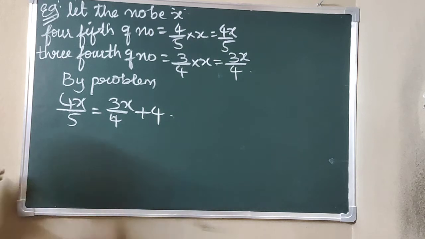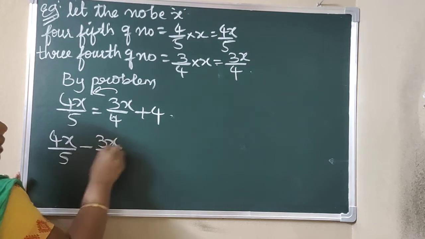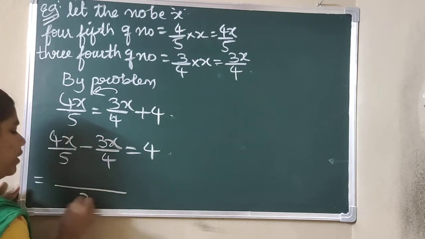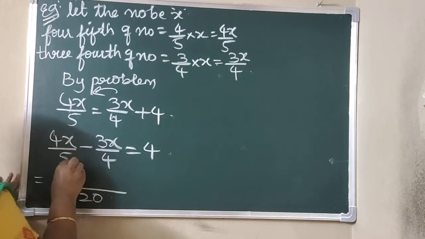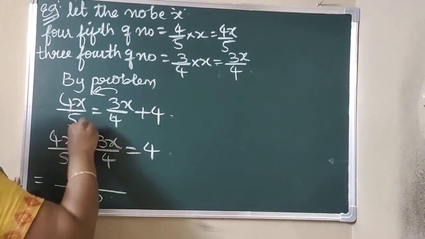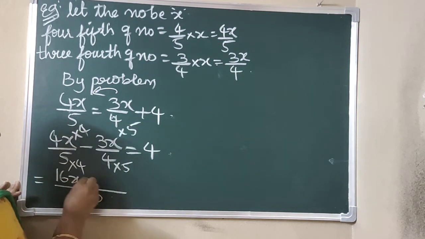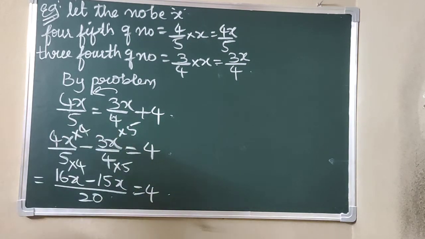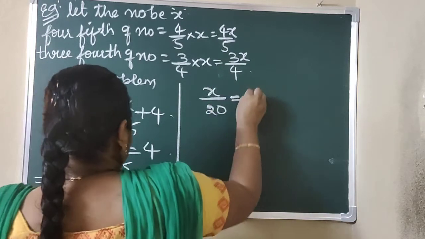Okay, so now transpose this value to this side. So 4x by 5 minus 3x by 4 is equal to 4. Here the LCM of 5 and 4 will be 20. So how much do we have to multiply? We have to multiply 4 into 4 and 5 into 5. So 4 4s is 16x minus 3 5s is 15x is equal to 4. Okay, so if you transpose this, 16 minus 15 is equal to 1. So x by 20 will be equal to 4.